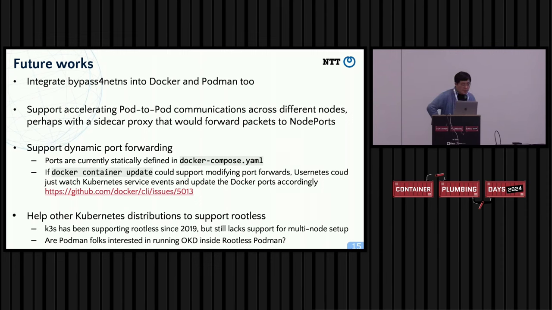And I'm also happy to help other Kubernetes distributions to support Rootless. K3s has been supporting Rootless since 2019, but still it doesn't support multi-node. And I think Podman folks might be interested in running OKD and OpenShift inside Rootless Podman. In that case, I'm happy to help Podman folks to support Rootless OKD inside Podman. That's all of my talk. Any questions?